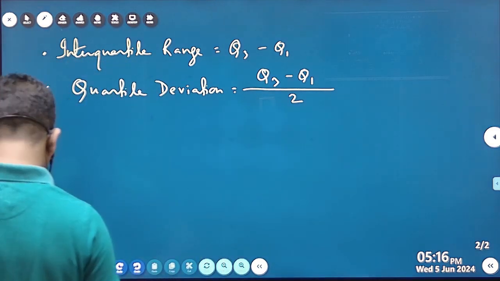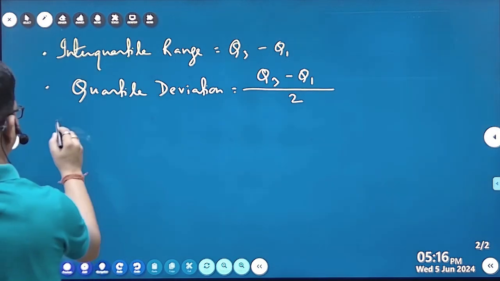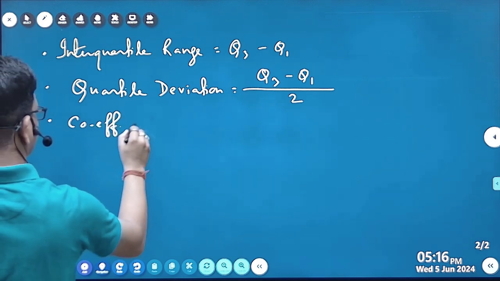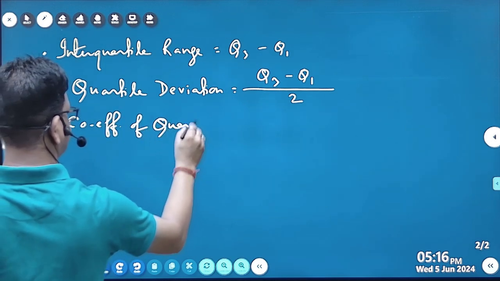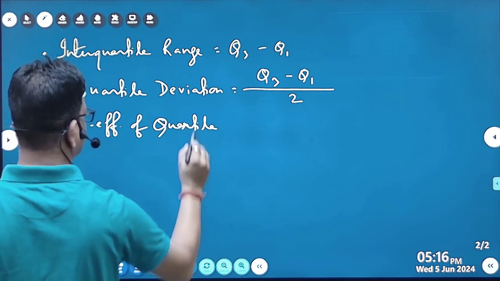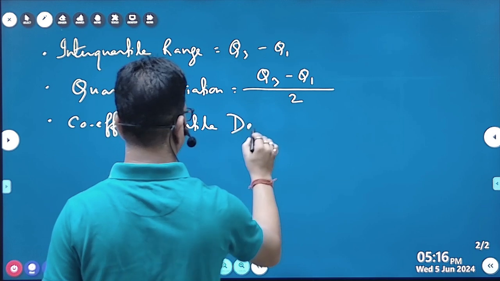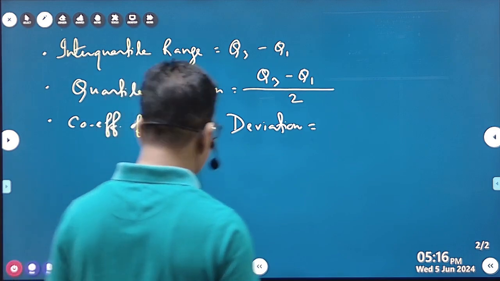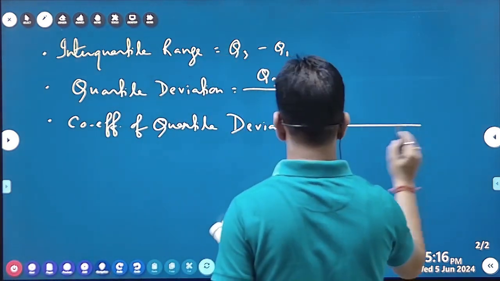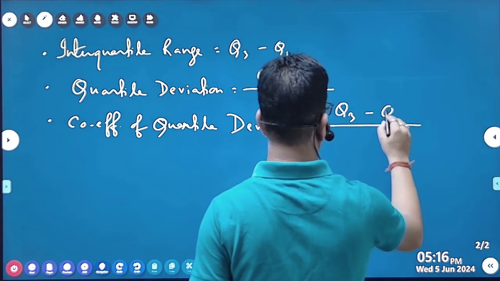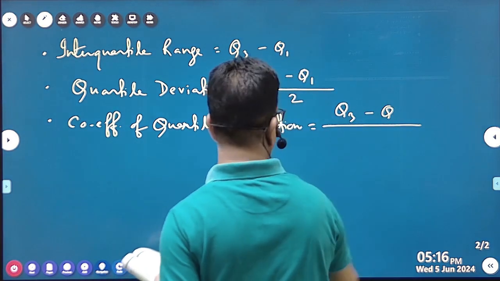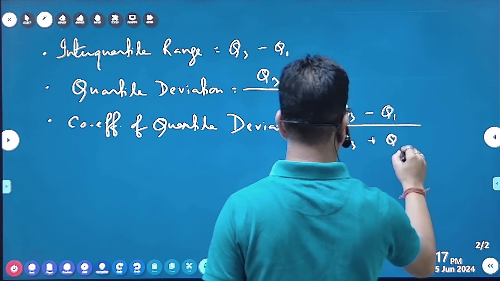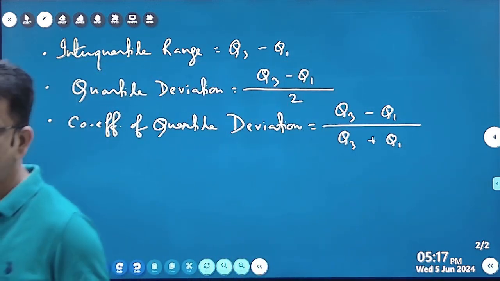All right. Third one, we also have a term, coefficient of quartile deviation. This is almost similar to the coefficient of range. Here we just subtract the third quartile minus the first quartile, divided by, in the denominator, we add them. So it's like the coefficient of range. Getting it? But we have to take the quartiles.